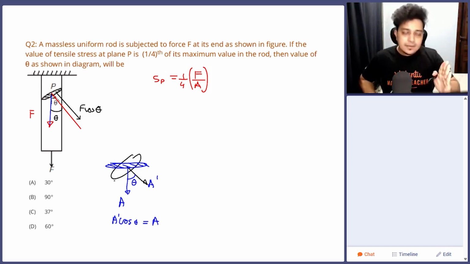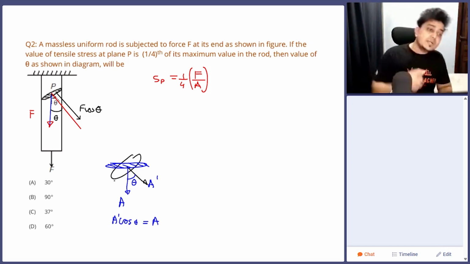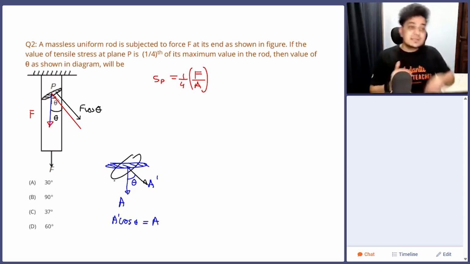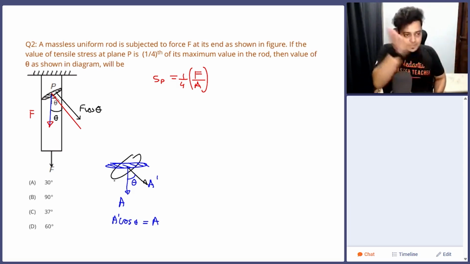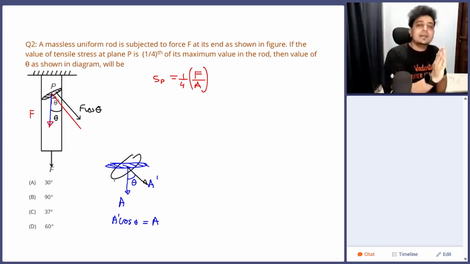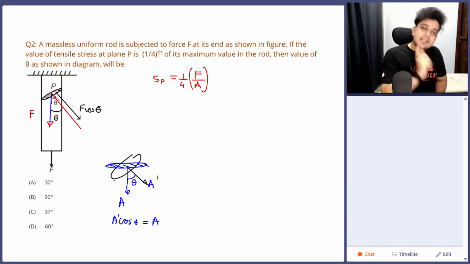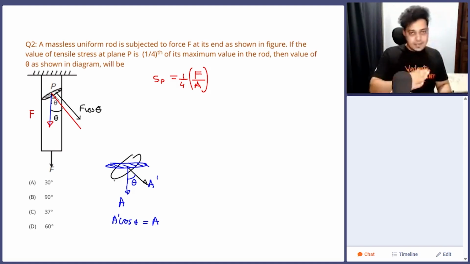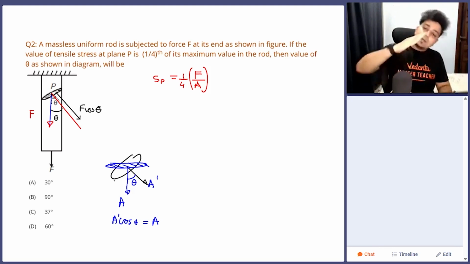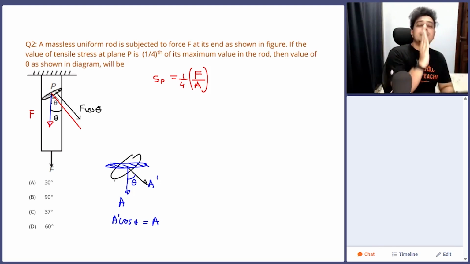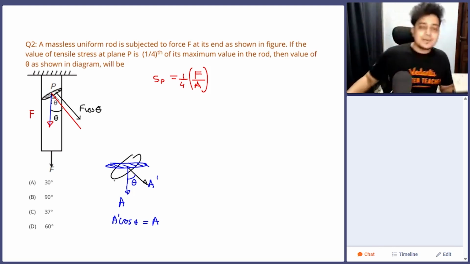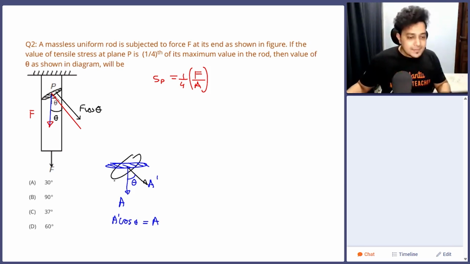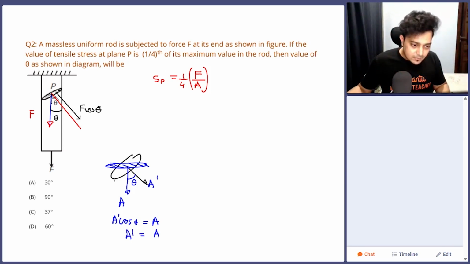See, A is the cross-section area of the rod. Its component is A dash. No, that is wrong. A dash is the bigger area, which is the cross-section area of plane P, and the component of that area, which is along the rod, is the cross-section area of the rod. One more time: A dash is the area of the plane P. The component of that area along the rod is the cross-section area of the rod. So from here, we can write the formula for A dash. That would be A divided by cos of theta.